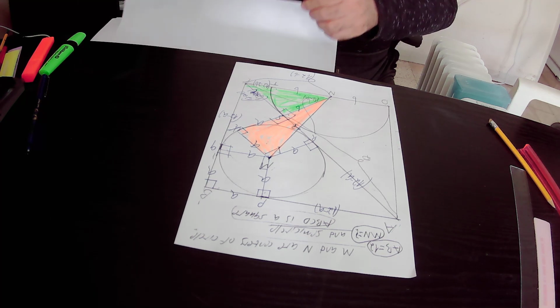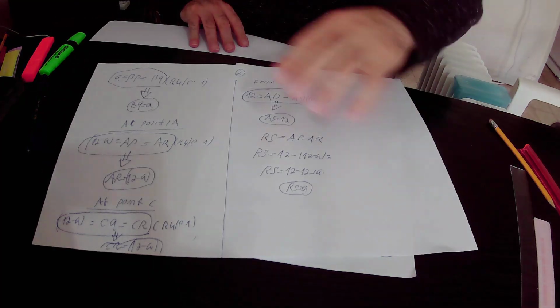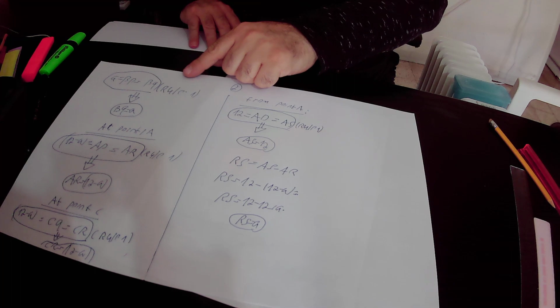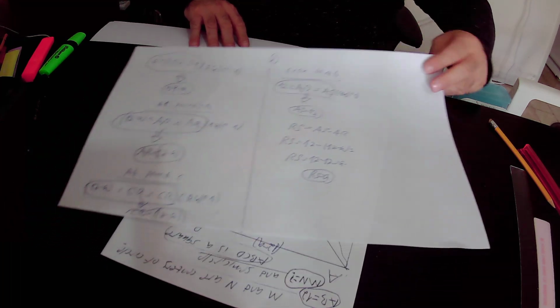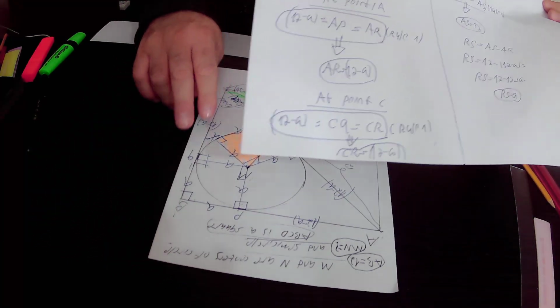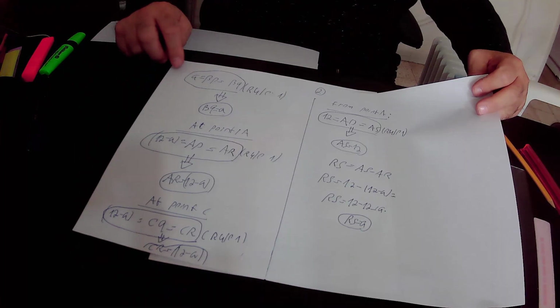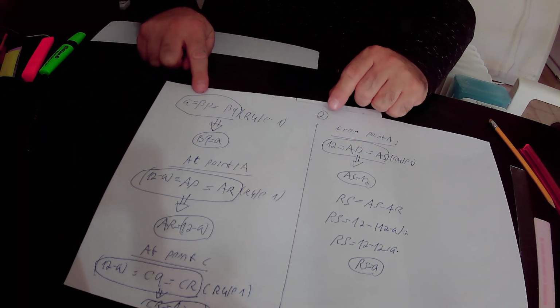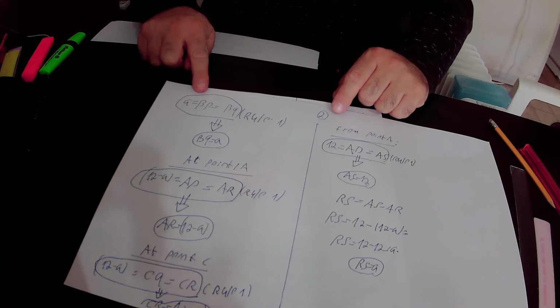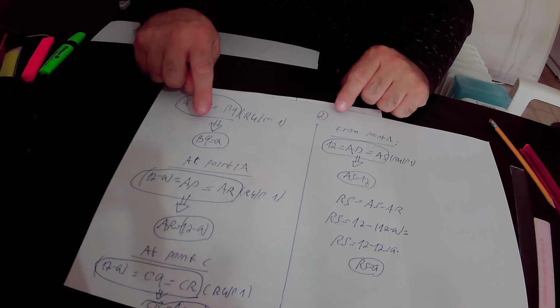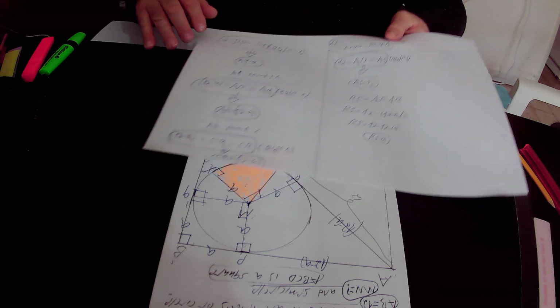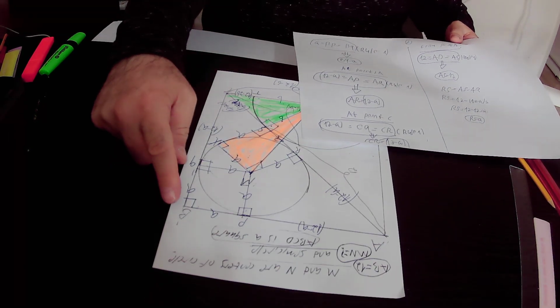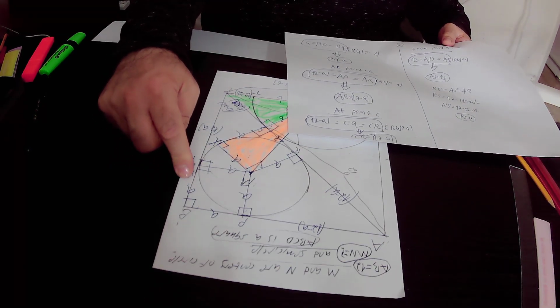Okay, so here, according to rule number 1, BP equals BQ. But according to our definition, BP equals A. So we can write here that BP equals A. From this equation, A equals BP equals BQ, we conclude that BQ is also equal to A. Here BQ equals A.